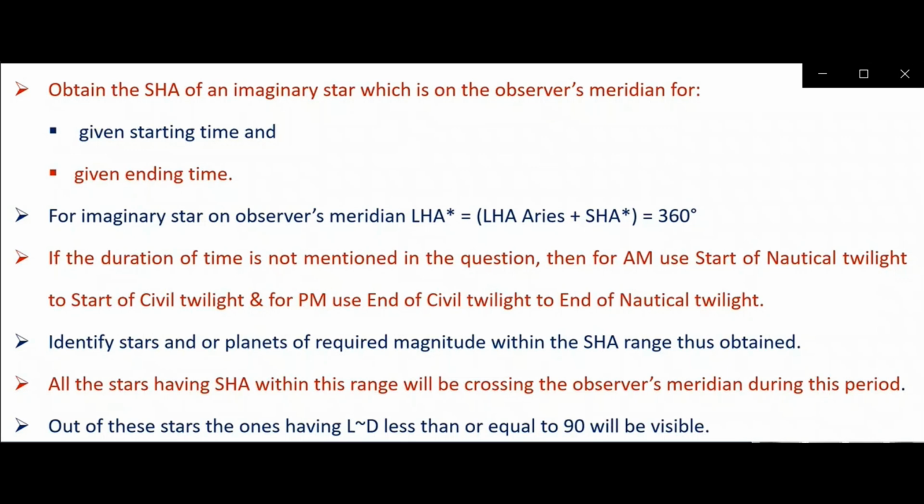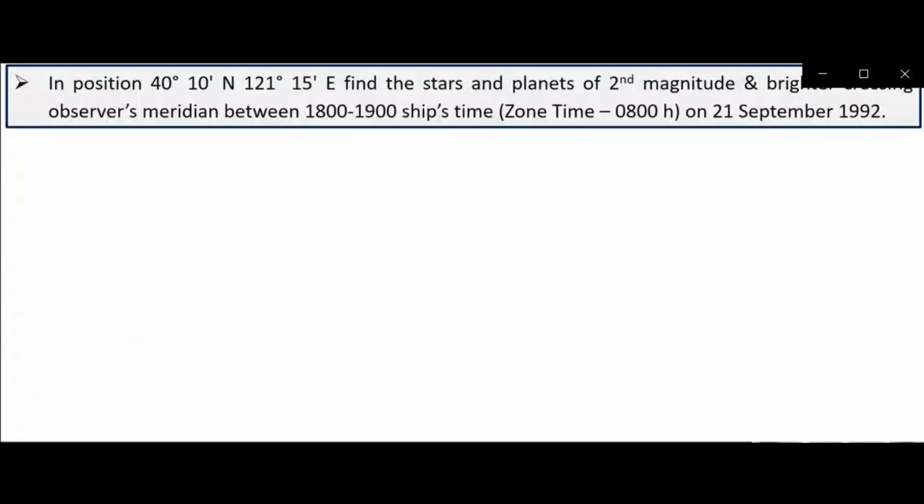So now we're in a position where we can solve this question. In position 40 degrees 10 minutes north, 121 degrees 15 minutes east, find the stars and planets of second magnitude and brighter crossing the observer's meridian between 1800 hours to 1900 hours ship's mean time, zone time -8, on 21st September 1992.